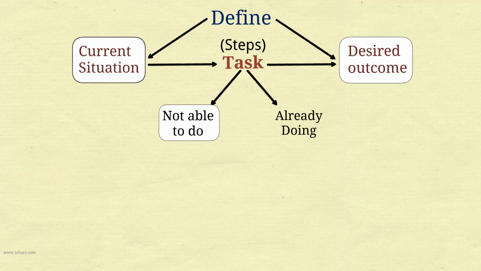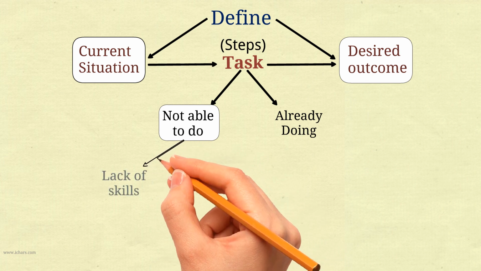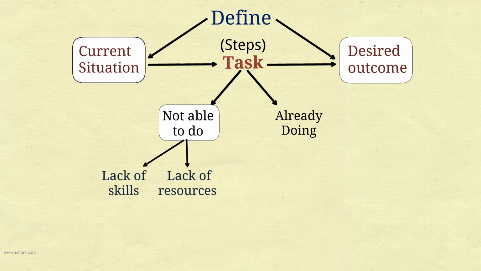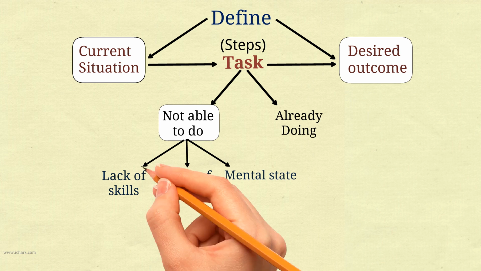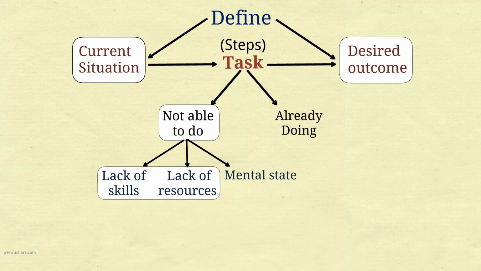Broadly speaking, we can divide these reasons into three categories. First is lack of skills, second is lack of resources, and third is disempowering mental state, that is, a dysfunctional thought or a dysfunctional emotion. The first two, that is the lack of skills and the lack of resources, will take us back to new tasks. In the long run, we can develop skills and we can also arrange resources. This may not happen immediately, but is still doable.